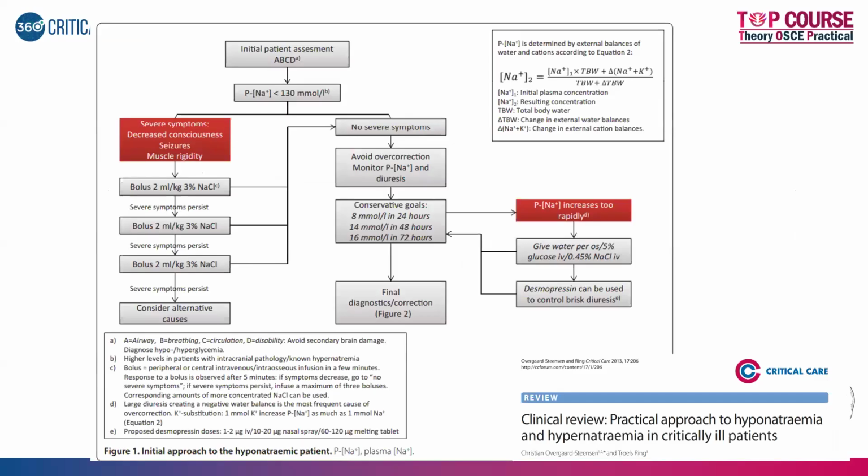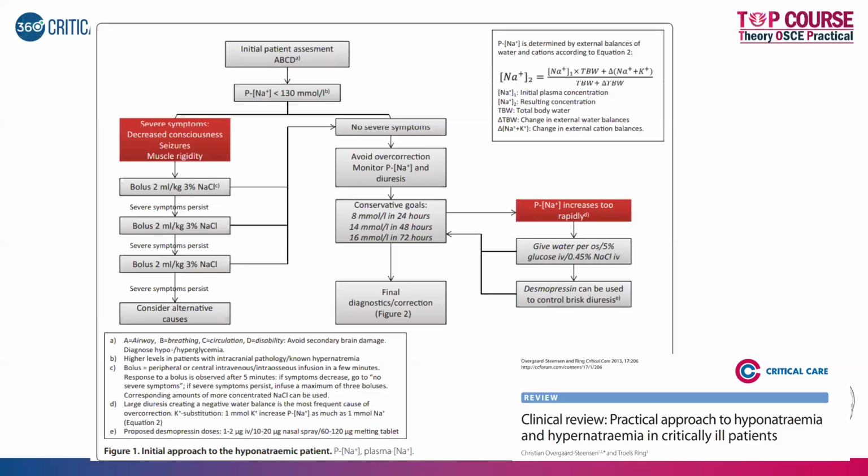What they have suggested is, if there is a patient with severe symptoms, that is decreased consciousness, seizures, or muscle rigidity, you can give a bolus of 2 ml per kg of hypertonic saline. Observe the patient over 5 to 10 minutes. Repeat the boluses as necessary. You need to give the boluses until the patient's symptoms are better, or relieved.